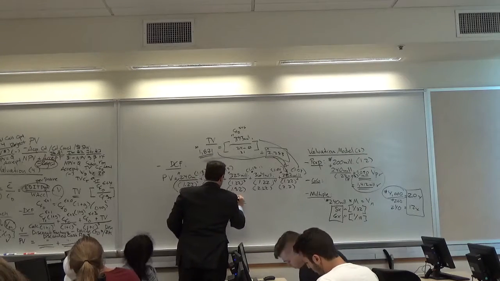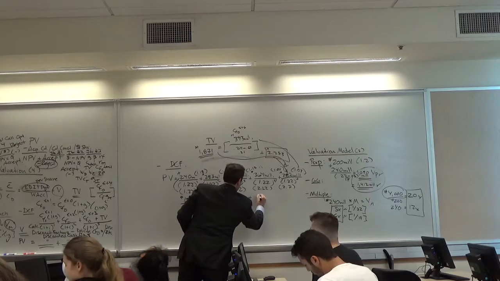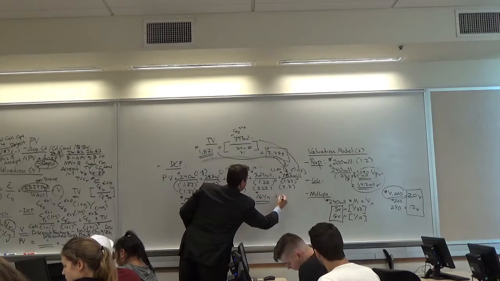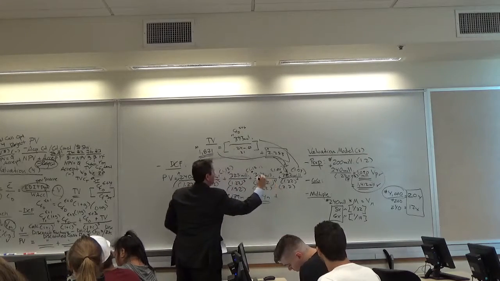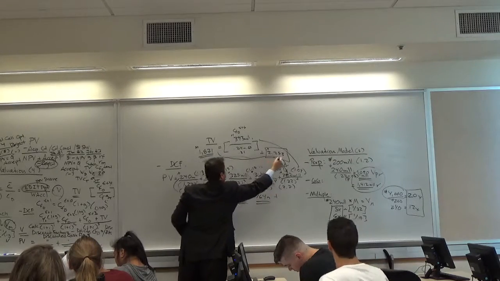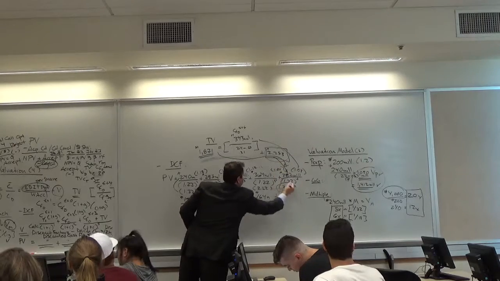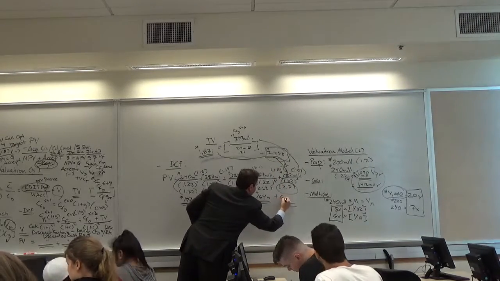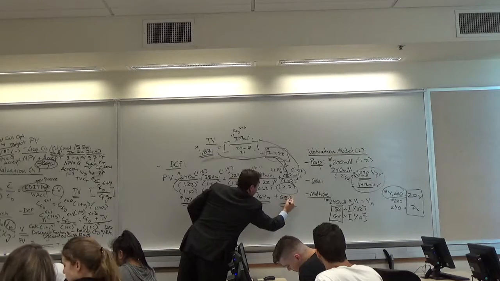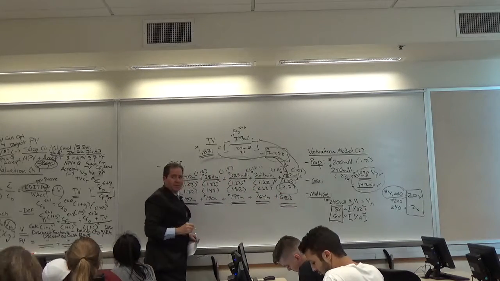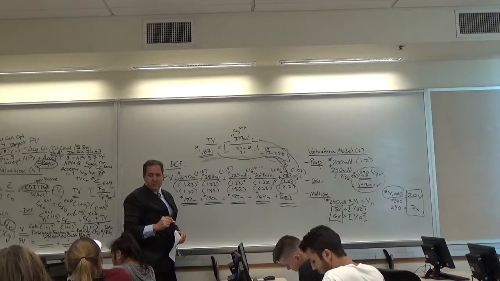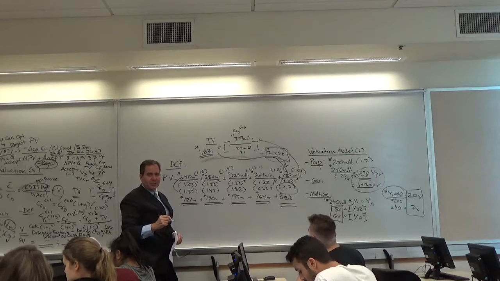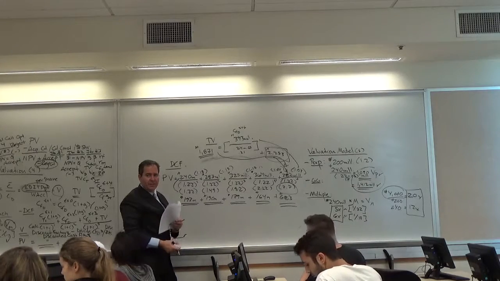79. 164, and 142. And this is what? 142. No. This divided by this. 683. Is that right so far? Yes? No? It's the critical juncture. Is that right?